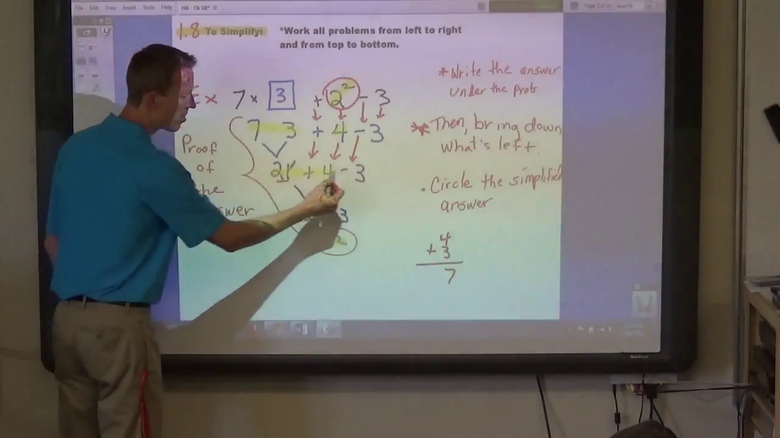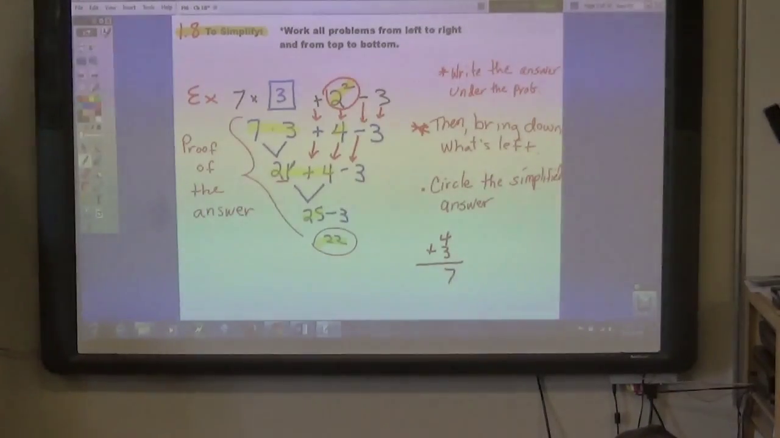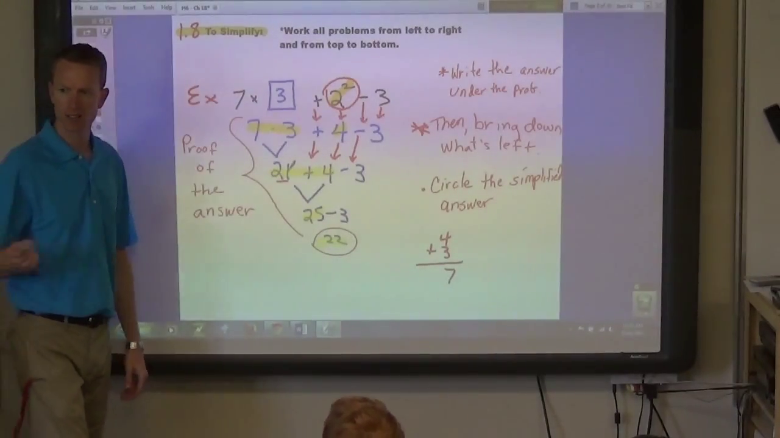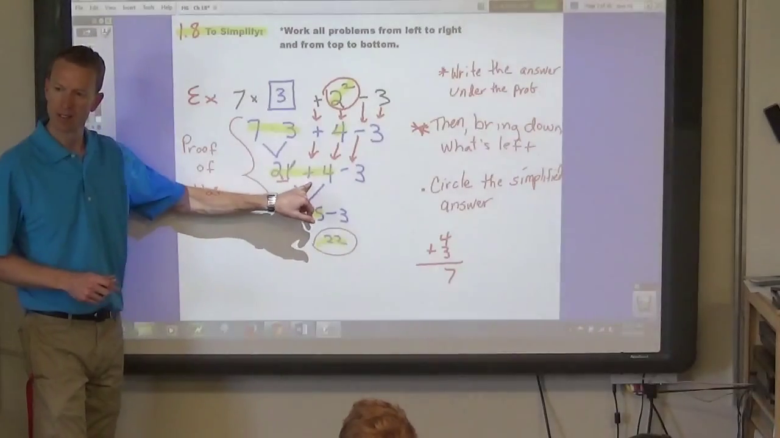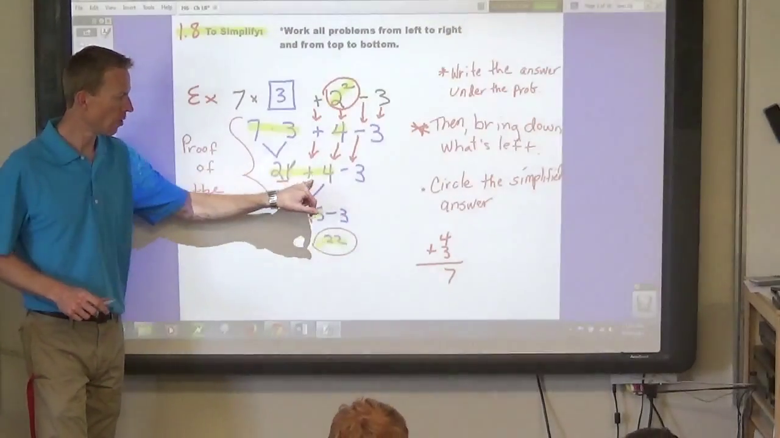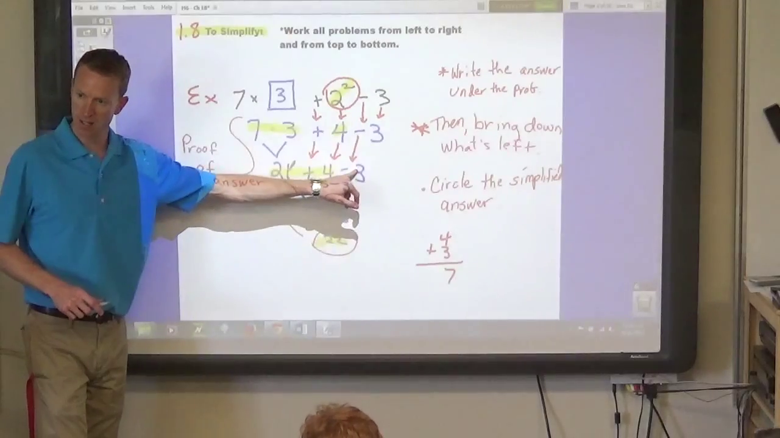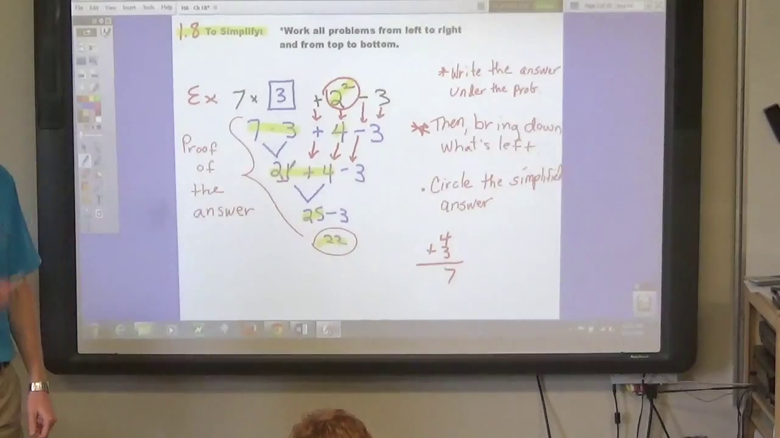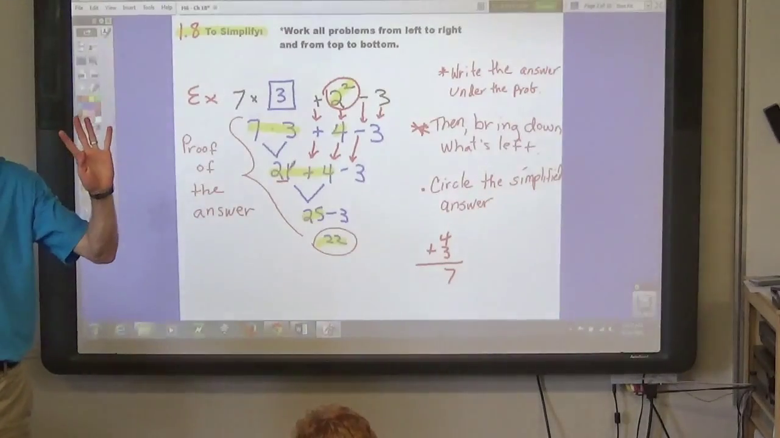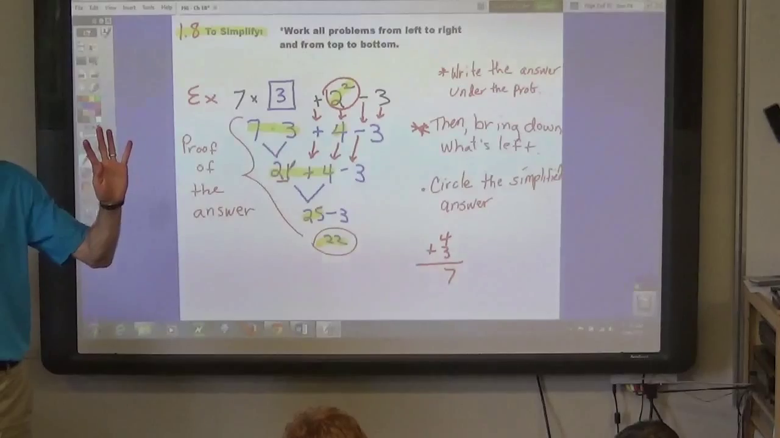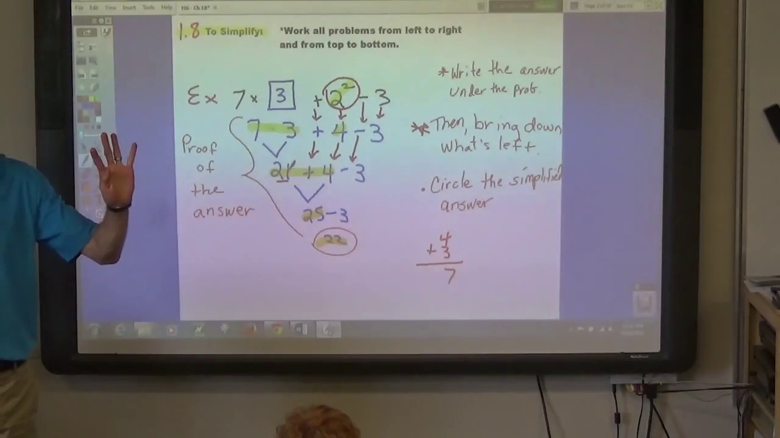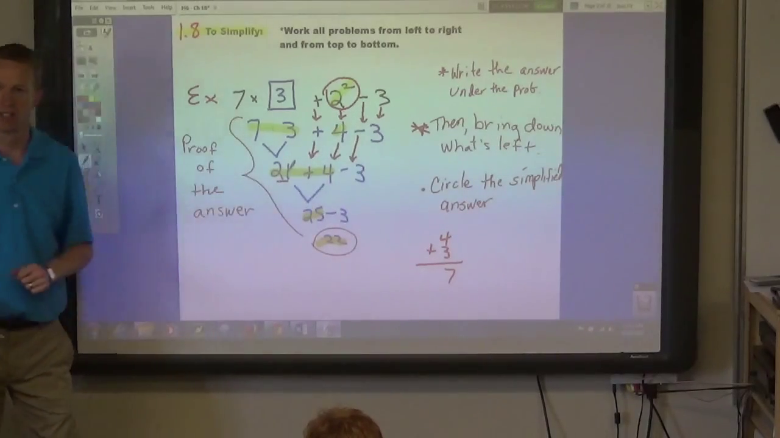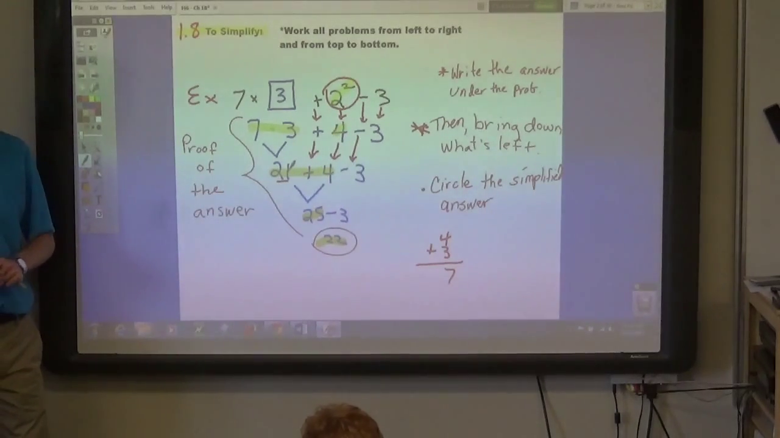Now, what operations are left? Raise your hand if you know what operations are left. Nate? 21 plus 4 minus 3. Yep, so it's all addition and subtraction. Which step is that? Jen? Step 4. Are we done with step 3? Is there any more multiplication or division? No. Once you've completed all the multiplication and division, then you can go on to subtraction and addition.